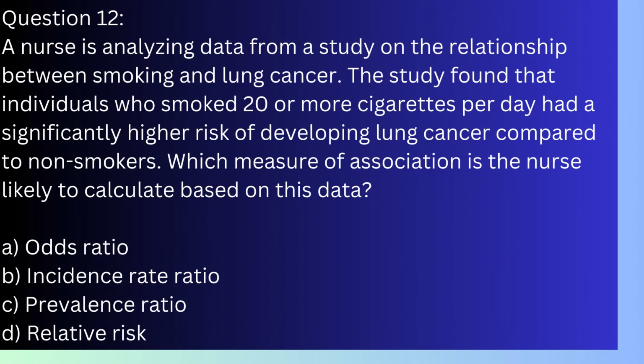Question 12. A nurse is analyzing data from a study on the relationship between smoking and lung cancer. The study found that individuals who smoked 20 or more cigarettes per day had a significantly higher risk of developing lung cancer compared to non-smokers. Which measure of association is the nurse likely to calculate based on this data? A. Odds ratio. B. Incidence rate ratio. C. Prevalence ratio. D. Relative risk.